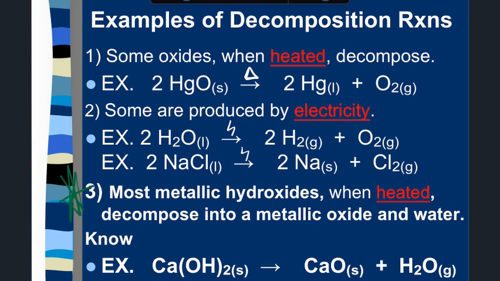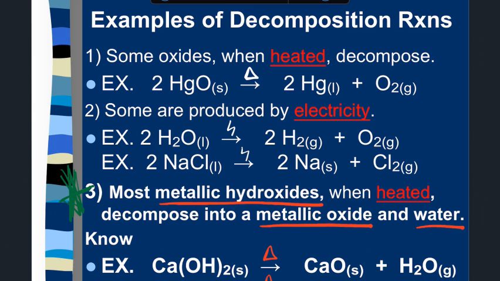Now, starting at number 3, I want you to make sure that you put a big asterisk by these, because on number 3, we're going to have to start memorizing some of these things because they always do the same thing. So most metallic hydroxides, so if it's a metal hydroxide, when we heat it up, so we're going to use the triangle, they're going to decompose into a metallic oxide and water. So a metallic hydroxide produces a metal oxide and water.